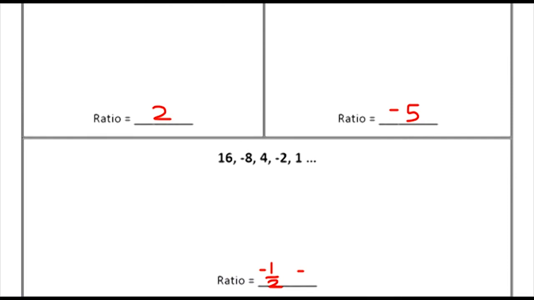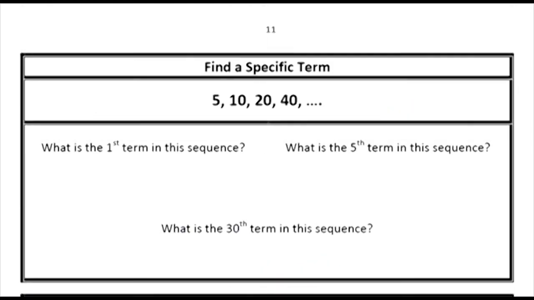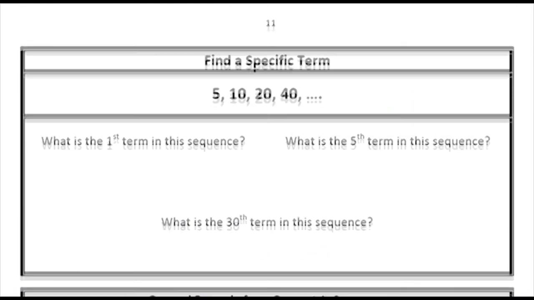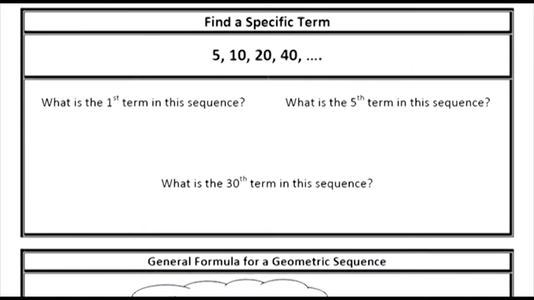Now, to find the specific term, we start by finding the first term in the sequence, which we're given, 5. Now, in order to find the fifth term, we want to look at our constant ratio. 10 divided by 5 gives me 2. 20 divided by 10 gives me 2. So I'm multiplying by 2. So the next term in the sequence would be 40 times 2 to give me 80.